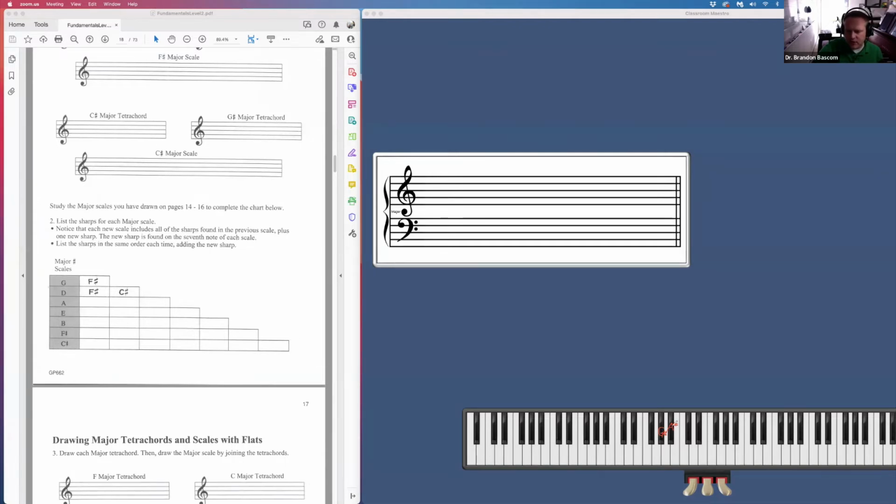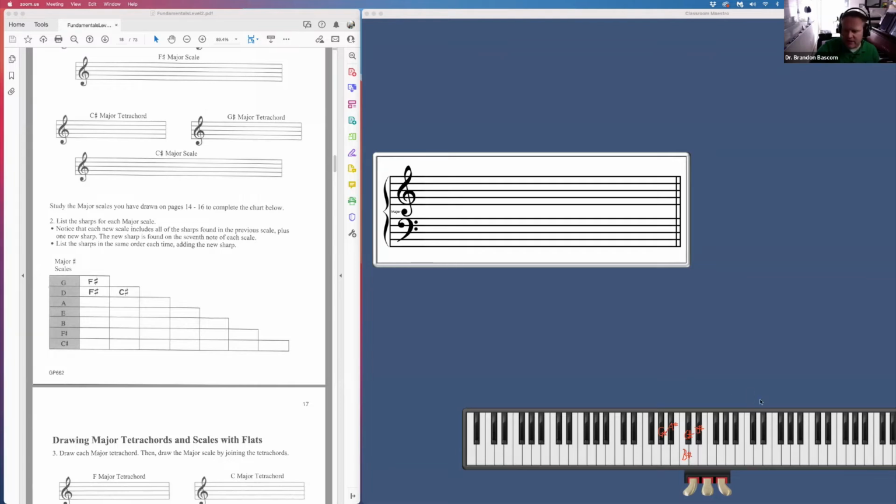G sharp, A sharp, up a whole step. I'm going to get B sharp. I got to call it B sharp. I can't call it C or I will have skipped a letter. Half step, C sharp. Whole step, D sharp. Okay, so make sure you are following those 3 rules.